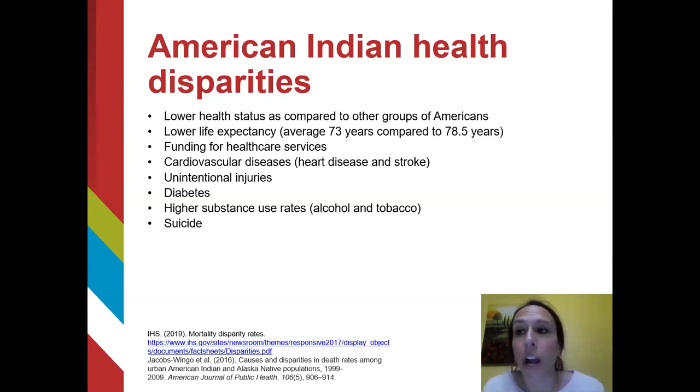But compared with whites, American Indians experience significantly higher death rates for all of those top 5 leading causes of death. And the largest disparities were for diabetes and for chronic liver disease.